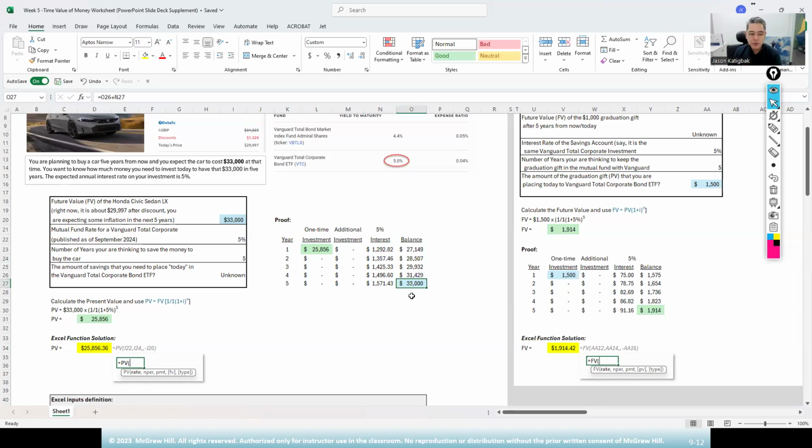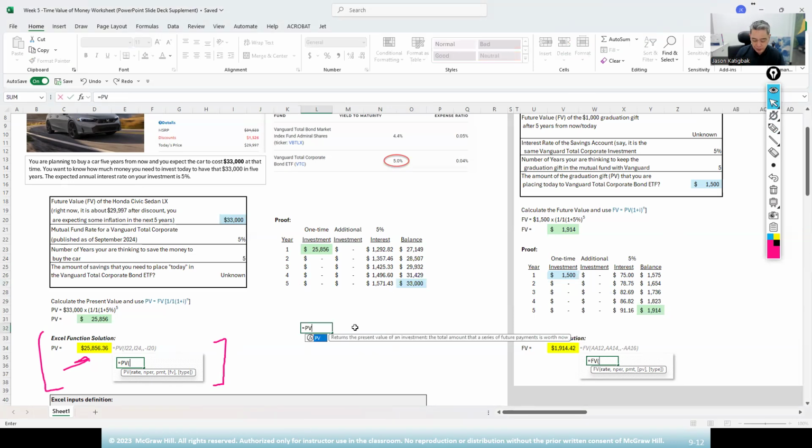So I hope that helps with the formula. In the quiz that I'll post on Canvas, you would have one cell where you're asked to give the solution. It means you would be using the equals PV function. How do I do that? It's right here, equals PV.